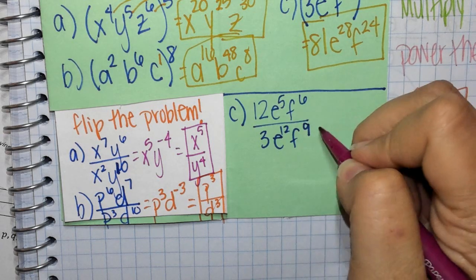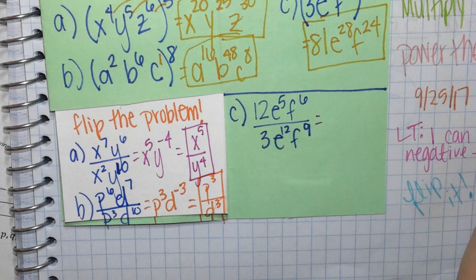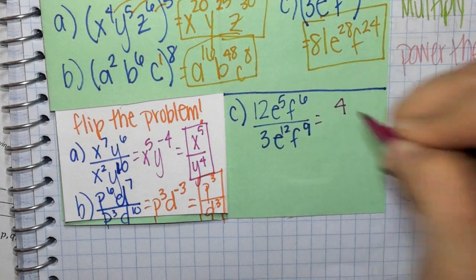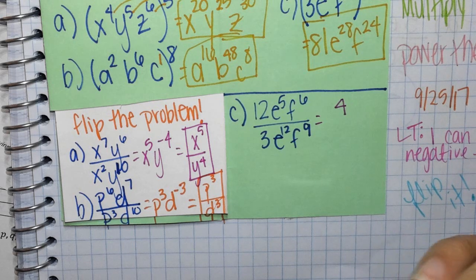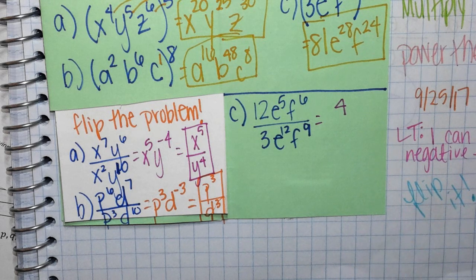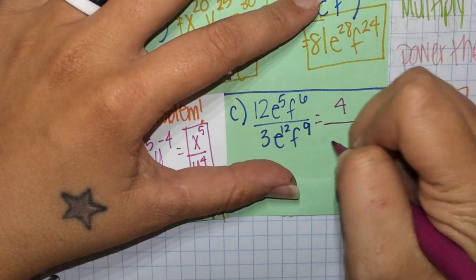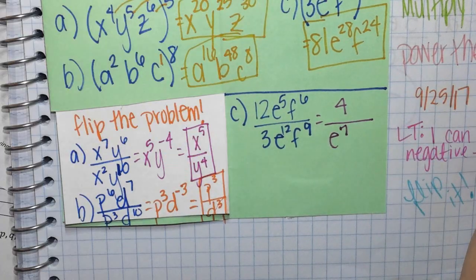Alright, so now you do 12 divided by 3, and what do you get? 4. Okay? Now let's talk about how we're going to write our answer. What is 5 minus 12? Negative 7. So is that going to go on top or on bottom? And it's going to become a positive 7.